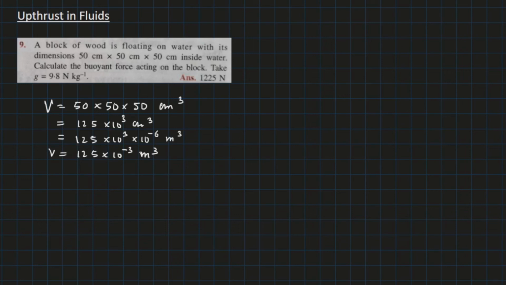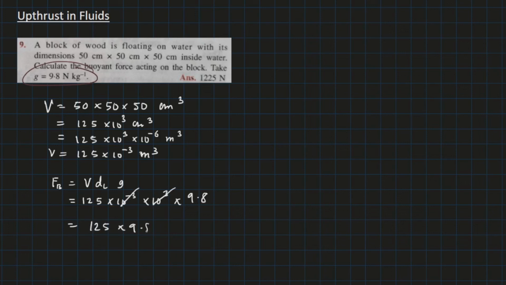Now we are asked to calculate the buoyant force. So buoyant force we know is V d l g. That is 125 into 10 to the power minus 3 into 10 to the power 3. Now in this question, they have given us the value of g as well, and we have used everything in SI. So we can write g as 9.8. So here this gets cancelled. The answer is 125 into 9.8, and therefore the buoyant force will be 1225 Newton. This is the answer to the ninth question. Let's move to the 10th question.